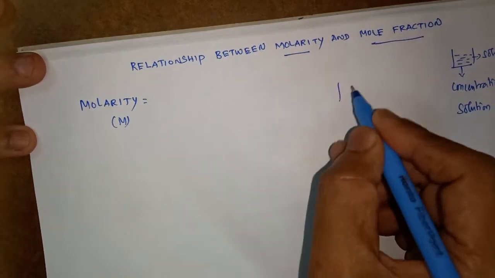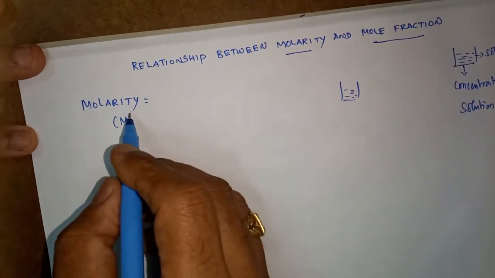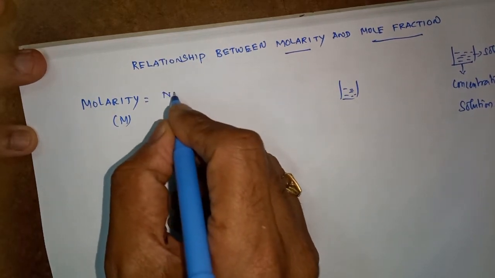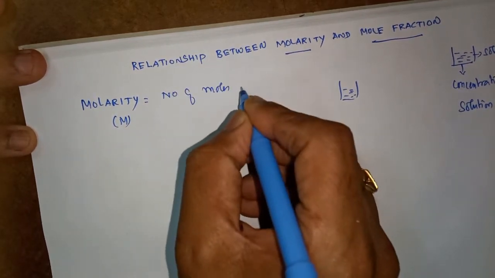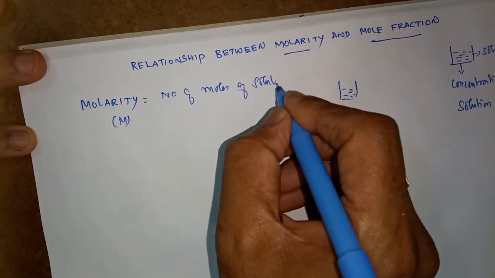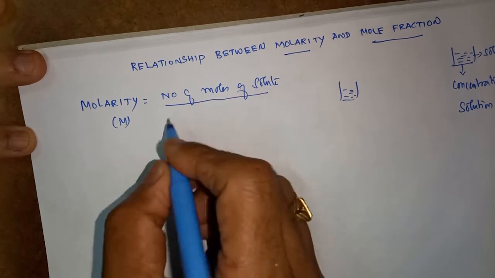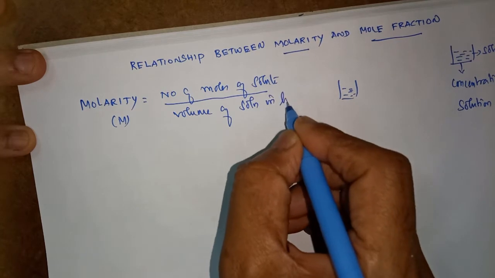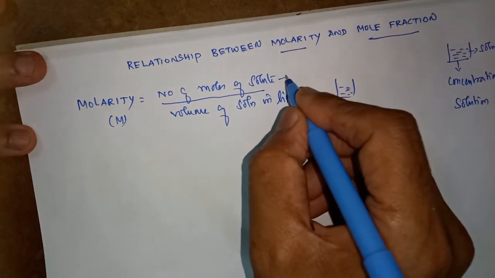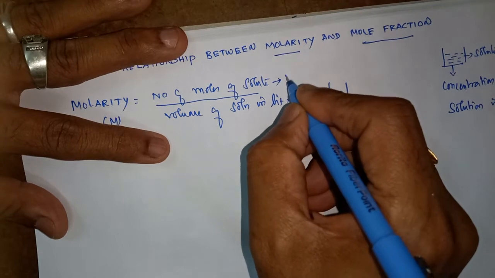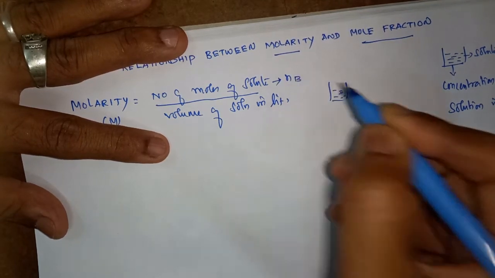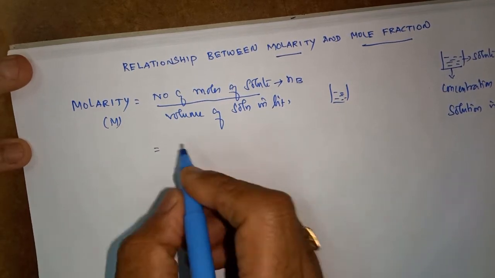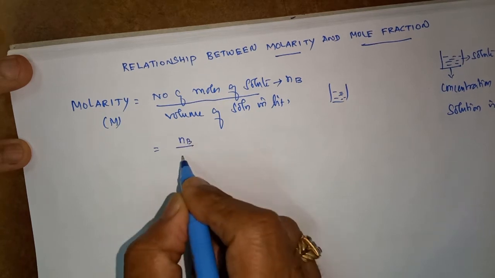If I take a solution, how do I find the concentration of this solution using molarity? Molarity means the number of moles of solute in that solution divided by the volume of solution in liters. The number of moles of solute is represented by n_B. Volume of solution is represented by V. So I write n_B by V.